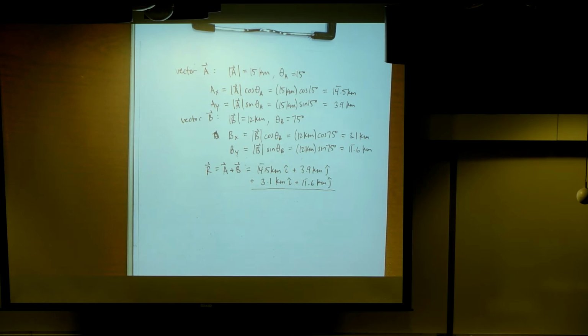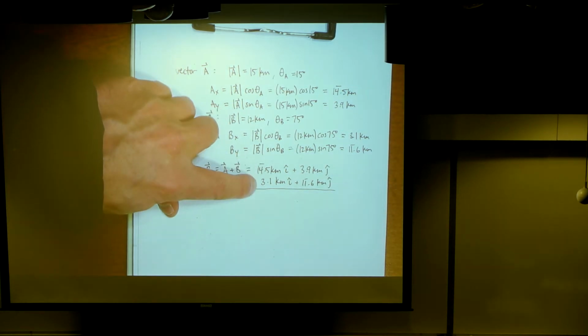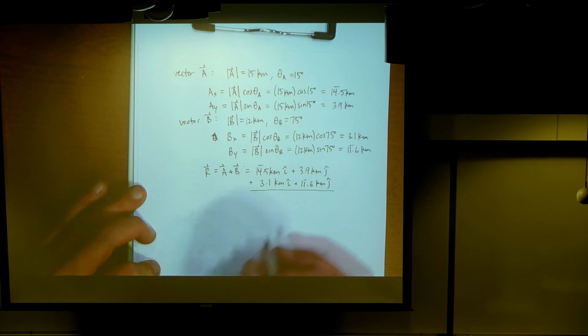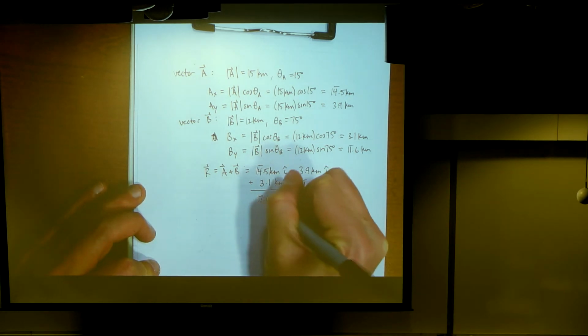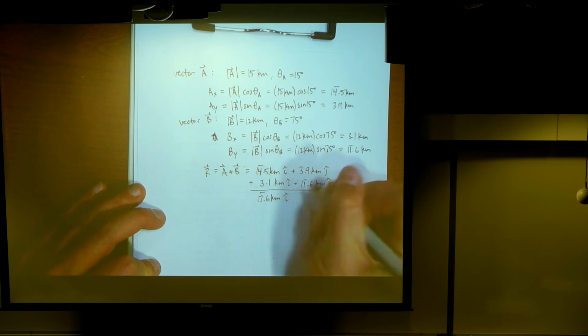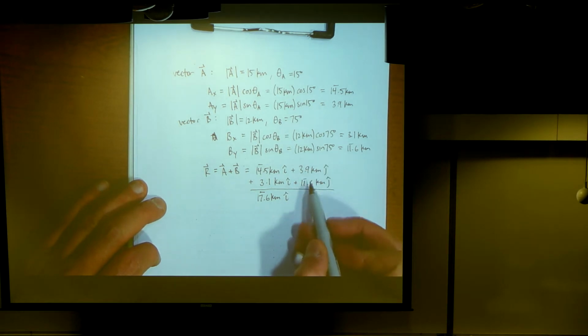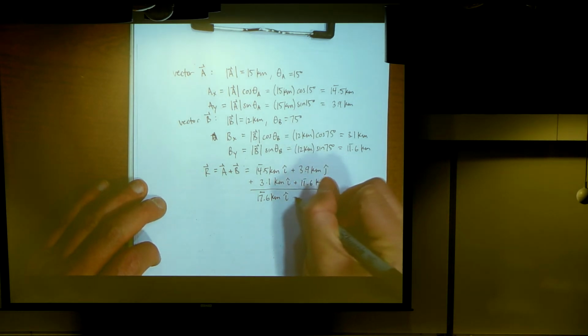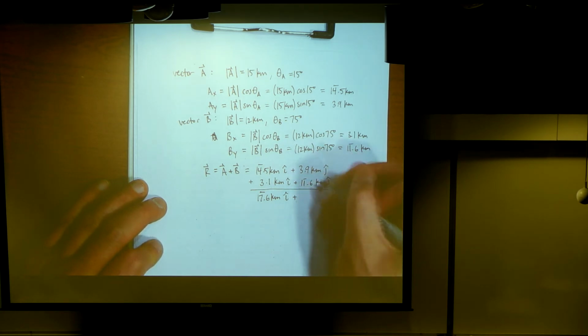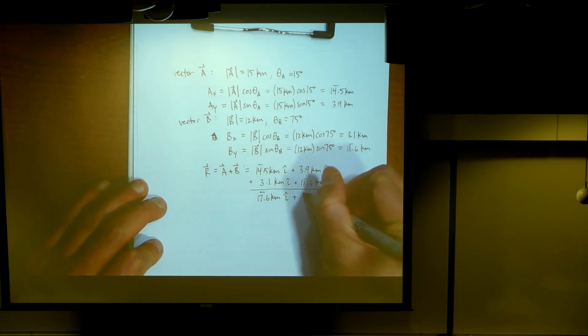So tell me, what is the overall x component? That's what we get when we take 14 and a half. 17.6. Yeah, so that's going to be 17.6 kilometers. We'll round that off later, but right now I'm just going to write it as 17.6. And then what about for the y component? Add these two together. 15.5. Yeah, so that's 15.5.